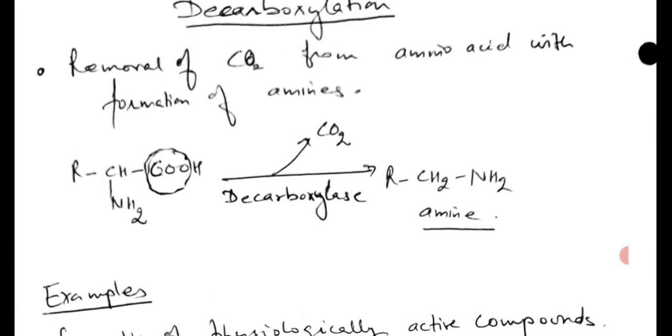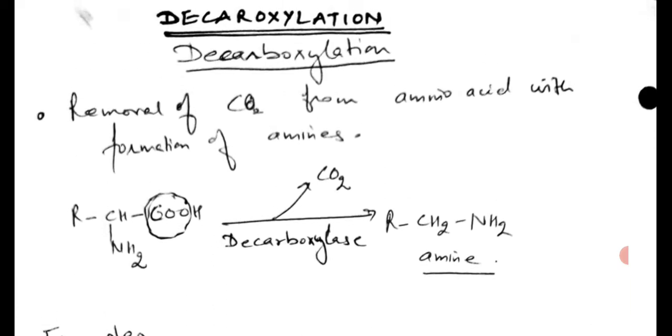In this video, we are going to describe the different metabolic reactions with respect to amino acids. In other words, we can say amino acid metabolic reactions. One of the metabolic reactions with respect to amino acids is decarboxylation. Decarboxylation means the removal of carbon dioxide from an amino acid, and the resultant product is the formation of amines.